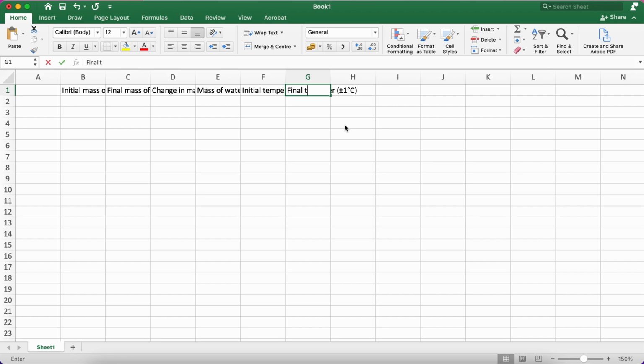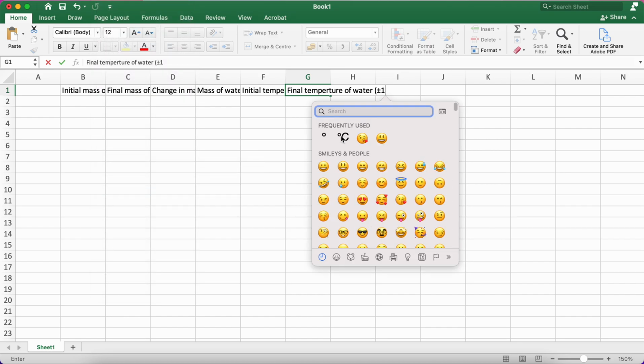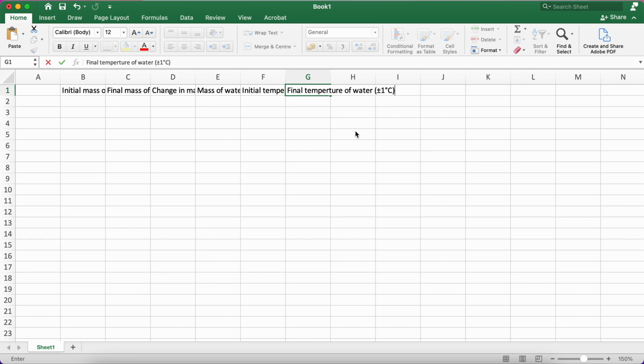Then there's the final temperature of water. That's also going to be measured to 1 degree centigrade. So insert symbol, I've already got it here. So C. And then it's the change in temperature of water. Let me spell that right. Temperature of water. So minus. Because we are again subtracting two values, each with their own uncertainty, this is now going to have an uncertainty of 2 degrees centigrade.